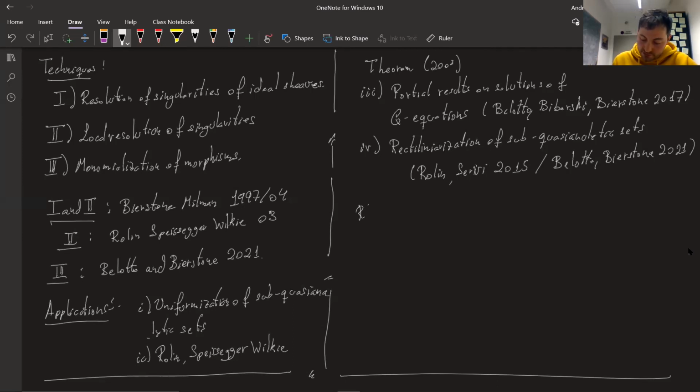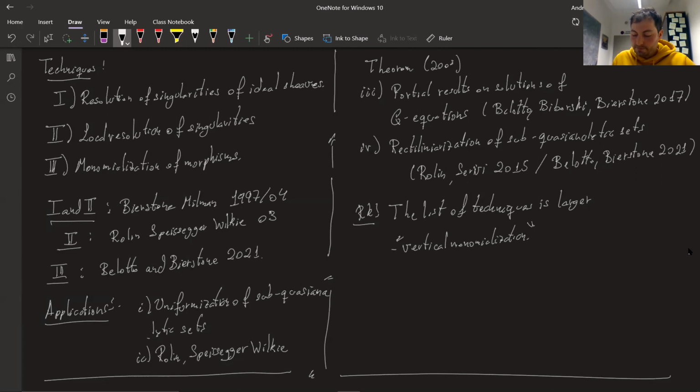And I want to make a remark that this list of techniques is larger. In their paper, Jean-Philippe and Tamara prove what I'm going to call here vertical modernization, which is exactly what you need in order to prove the recognition of subquasianalytic sets. They call it modernization in their paper. I'm taking the word modernization of morphisms from algebraic geometry, so I decided to keep it like that, and I'm calling the result vertical modernization.